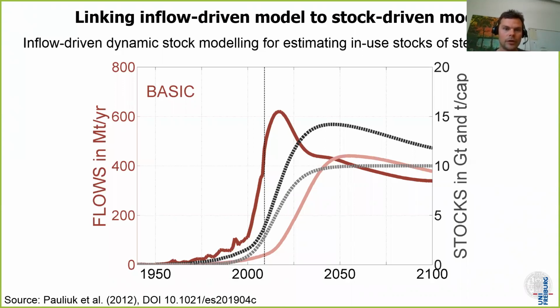The light gray curve is the per capita stock that will saturate at 10 tons per capita. This is the assumption taken from the historic studies. And the dark gray curve is the total stock, so the per capita stock multiplied by the population. It shows a slight decline in the second half of the 21st century because the population scenario also contains a decline of the Chinese population.